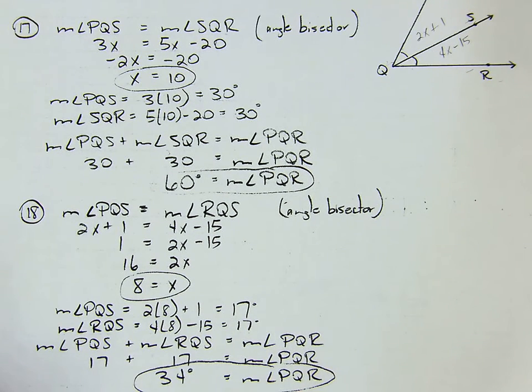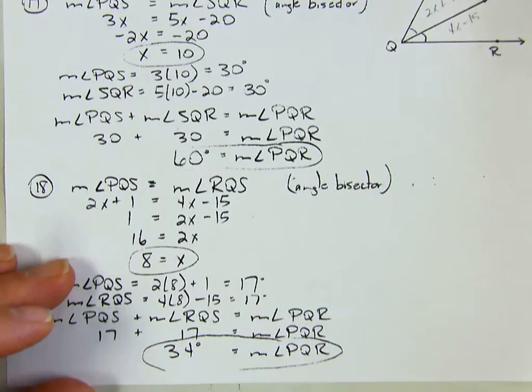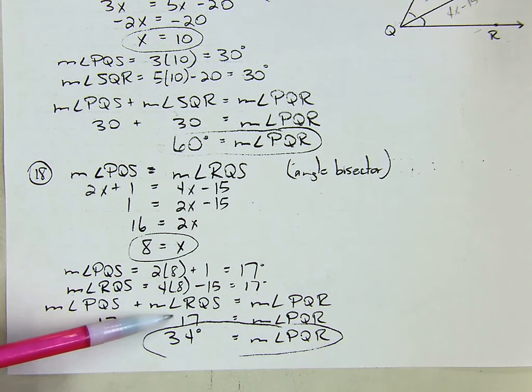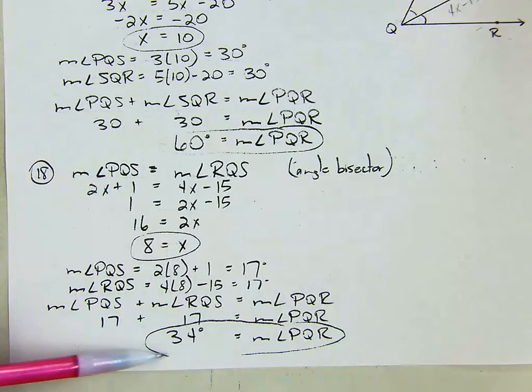It's the same thing as number 17. It works the same way. The answer, of course, comes out differently. But when I put 8 back in for x, 2 times x plus 1, 16 plus 1 is 17. 4 times x minus 15, 4 times 8 is 32 minus 15 is 17. And 17 and 17, those angles equal the big angle PQR. So there, it's 34. The big angle is 34.